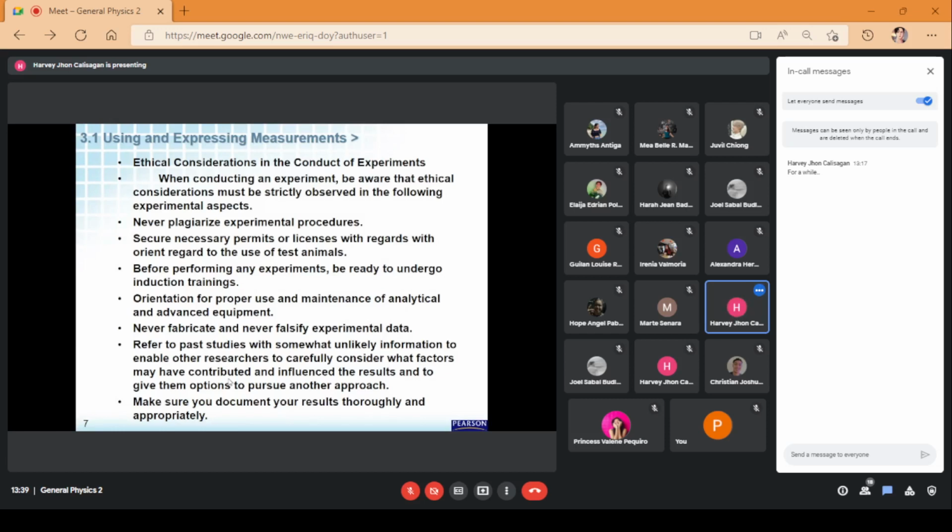Also, never fabricate and never falsify experimental data, or let's say never fabricate and never falsify your answer, diba? It's a big deal when you are fabricating and falsifying the information, especially the result. Once you fabricate or falsify every data, okay, let's connect this one to plagiarism. You are manipulating your answer.